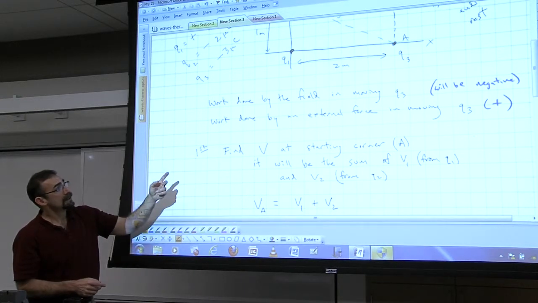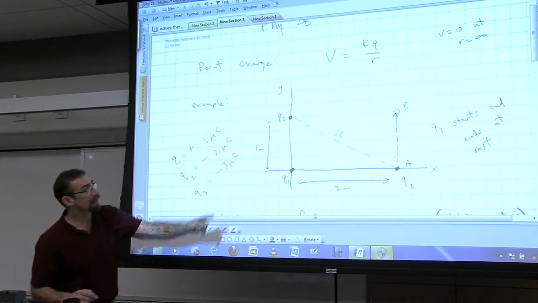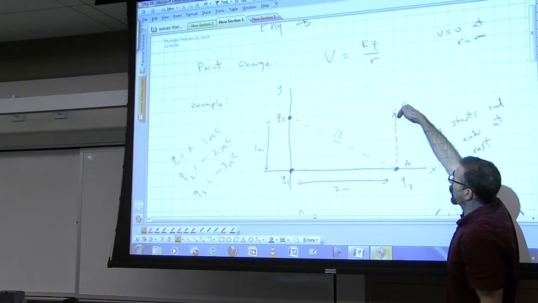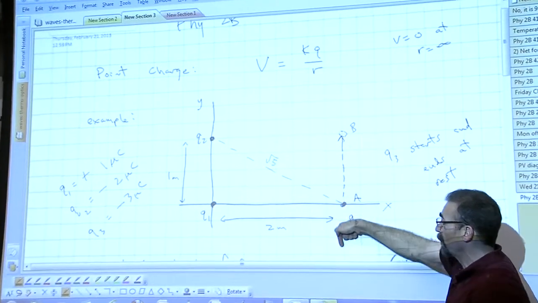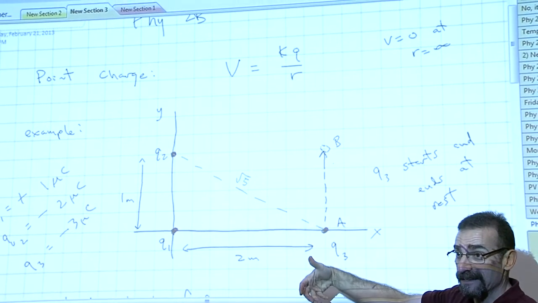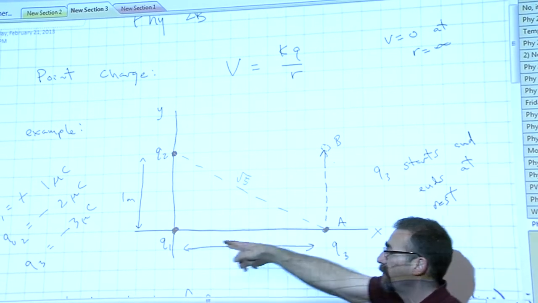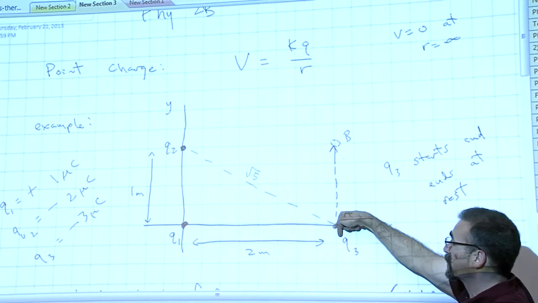If we were going the other way, if we let go of it at point B, the field would start it moving in this direction, and it would start going faster and faster and faster, and it would try to go past point A with some speed, right? Because the field's pushing on it the whole way. It wants to get it closer to the positive charge. If we had it constrained on a rod here, it would get pushed in this direction.